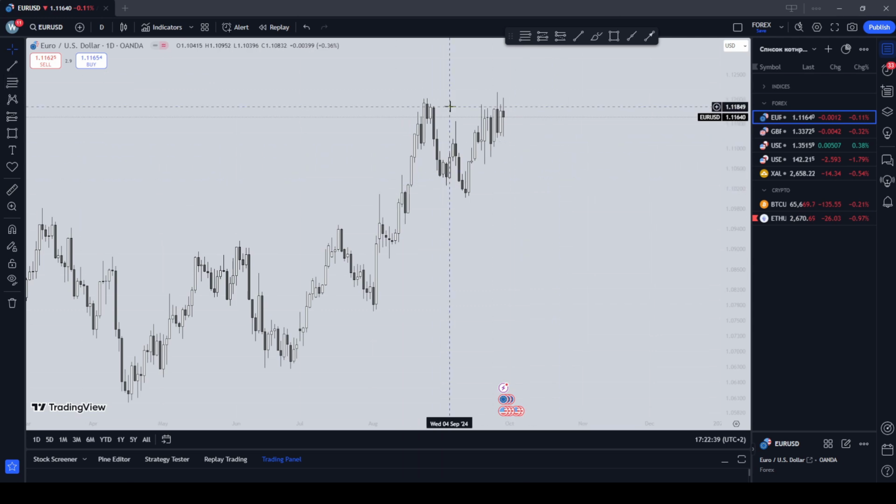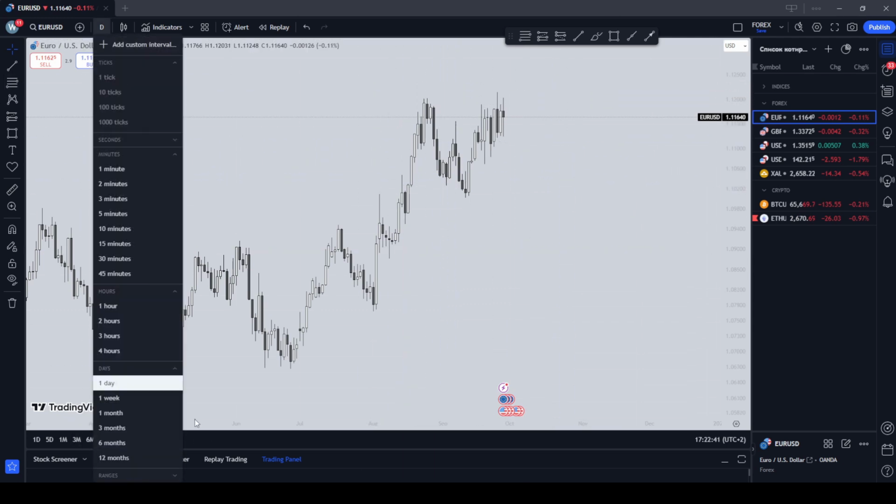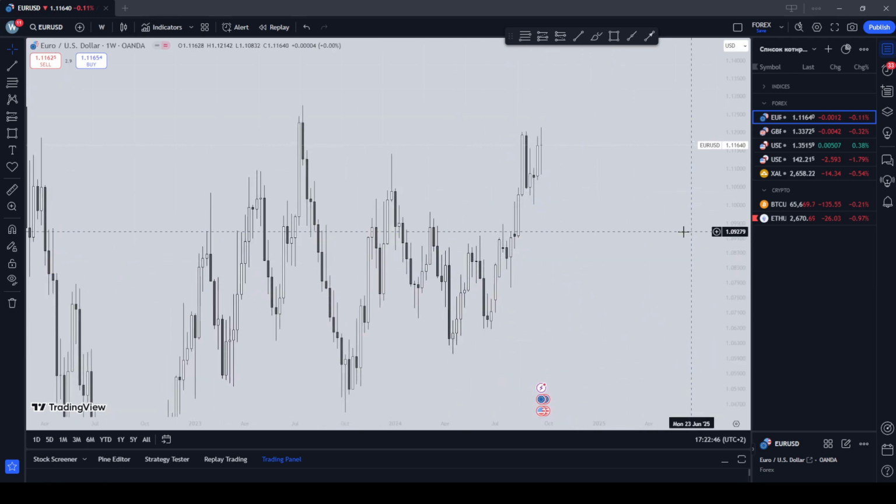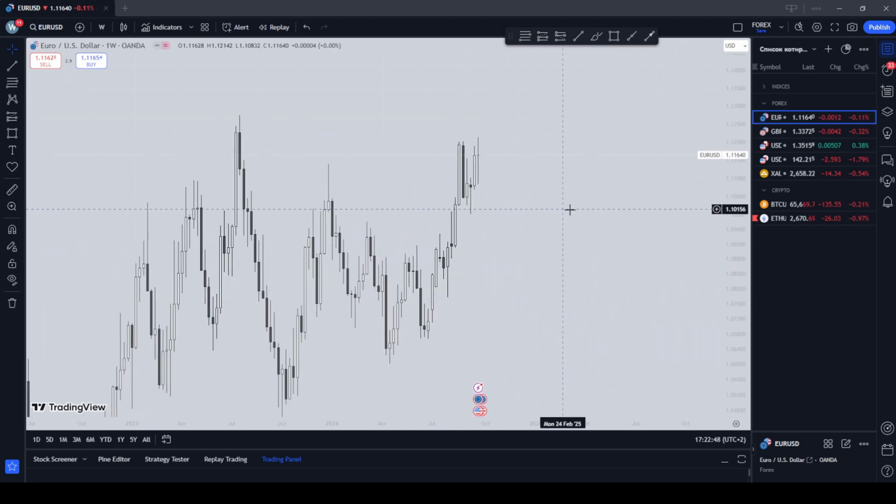Okay, let's start from Euro. Generally, for bias prediction, I always use the weekly time frame and daily. So we have two different bias predictions: weekly bias and daily bias. So let's start on Euro from weekly.